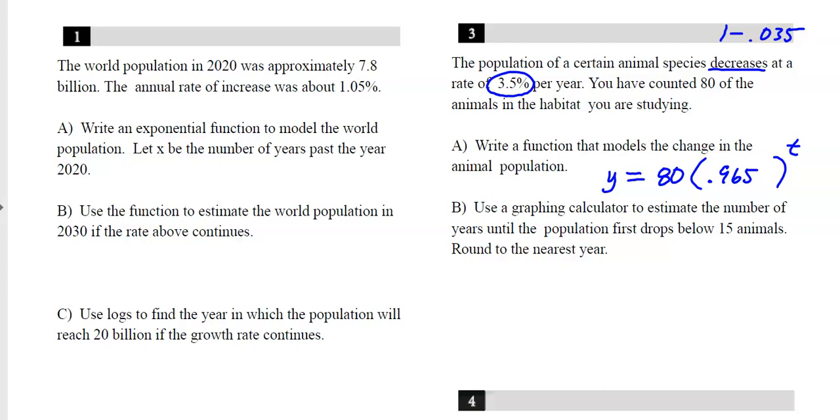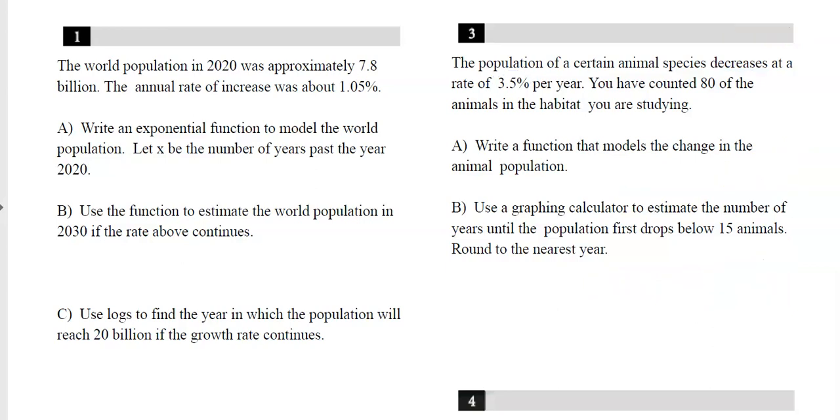Use a graphing calculator to estimate the number of years until the population first drops below 15. So I want to know, when is y this value over here? At what t? I've got to find that t. Now, if we were using logs to solve this, I could divide both sides by 80, take the log of both sides, move t to the front, do everything I did in number 1. But I want to see if you can do it on the calculator. So I've got 80 and 0.965.